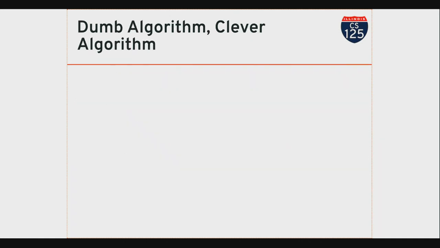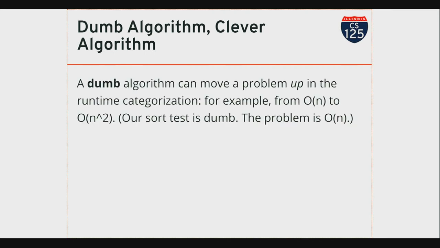Okay, so now let me come back and try to make this relevant for you again before we spend a few minutes talking about lists. So remember, a dumb algorithm makes a simple problem harder, okay? So the test that we wrote to see if an array is sorted is dumb. That is an O(n) problem, okay?